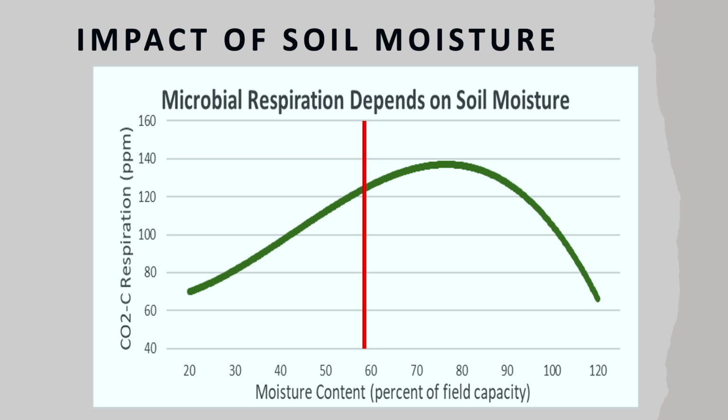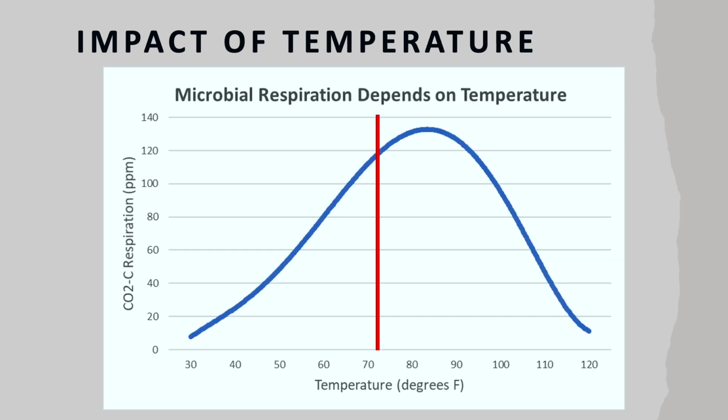The other thing is the moisture tends to be best at about 75 to 80% of field capacity. It drops off after that because you've got less air available for the aerobic microbial processes. And of course, if it's dry and you're low on field capacity, there's going to be less microbial activity. And then as far as temperature, it tends to peak out at about 85 to 90 degrees surface temperature.